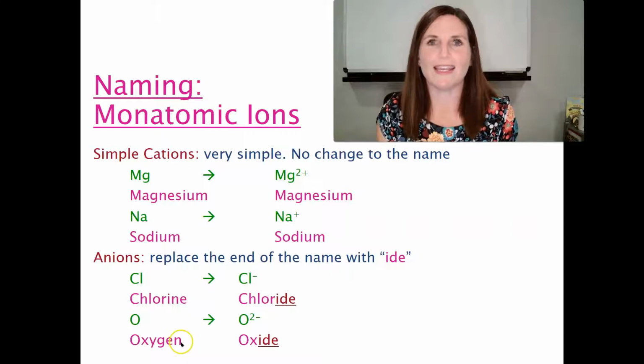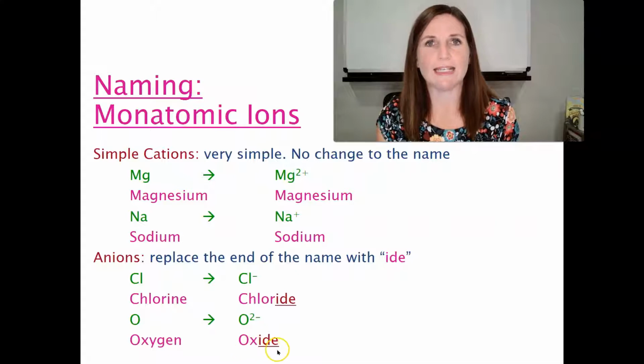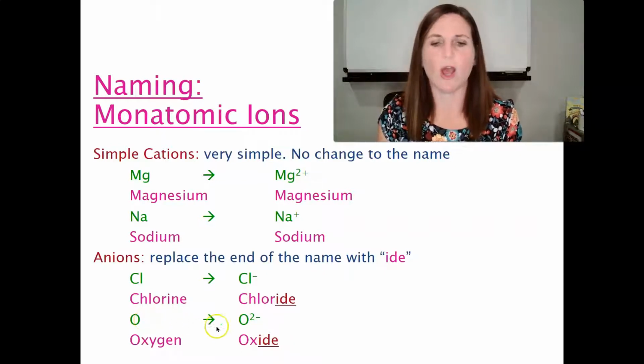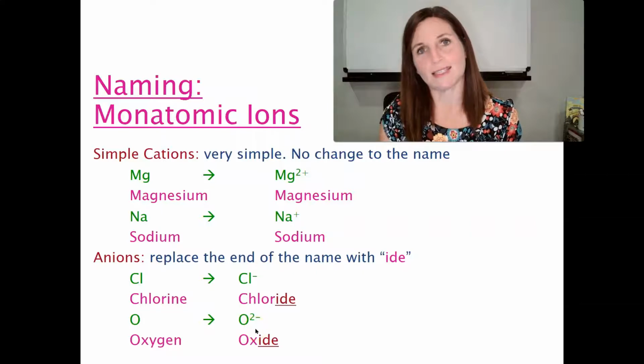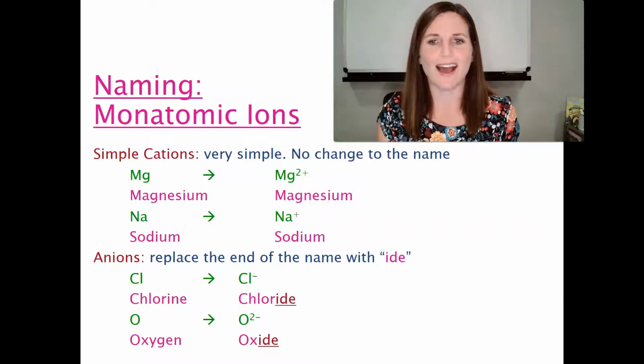A trickier one is oxygen. So the first vowel is this E, and the second vowel, and sometimes Y, is the Y. So we take off the two vowels and we add IDE. So we call that oxide. So O2- name is oxide. O's name is oxygen. O2-'s name, oxide. So you now know how to name monatomic ions.